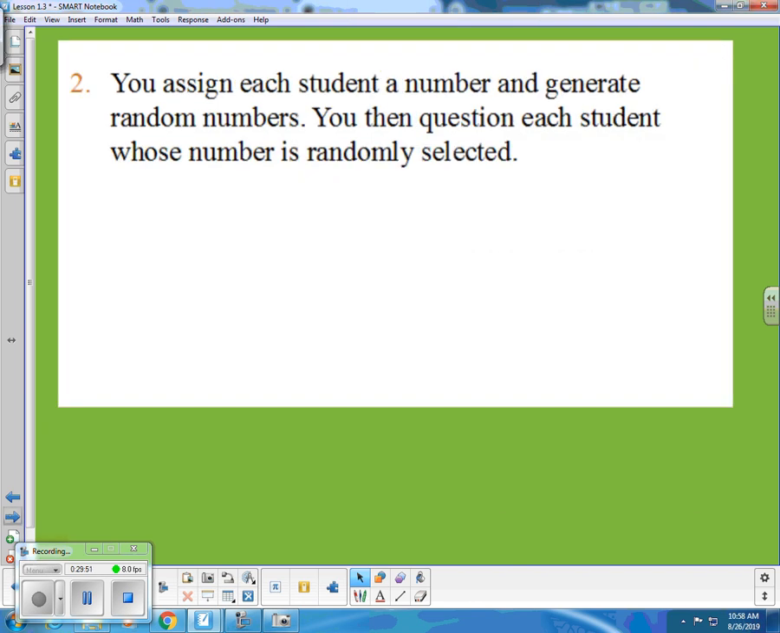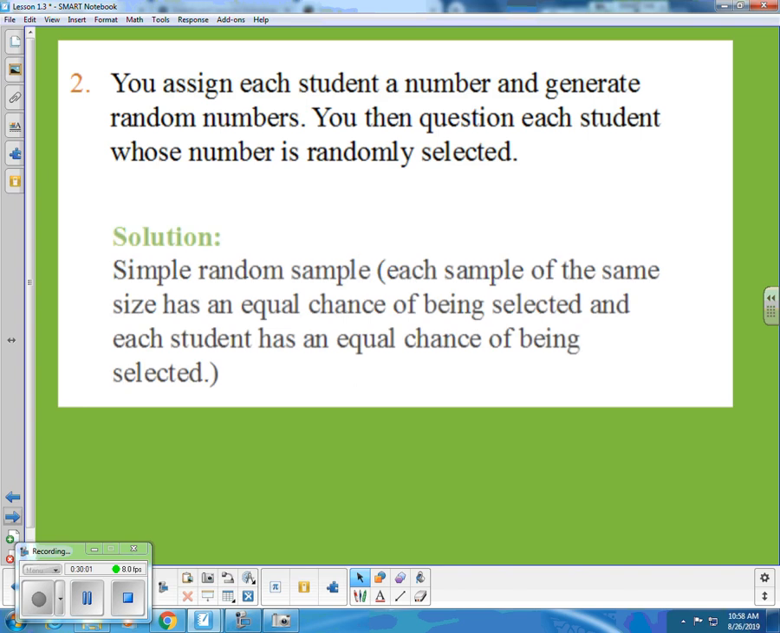You assign each student a number and generate random numbers. You would then question each student whose number is randomly selected. Simple random sample. Systematic means you start at a certain number and then go every so often, like every 10th kid in the list. Here, everybody has a number and you're randomly picking those numbers from a computer-generated program. Okay? Make sense? All right.